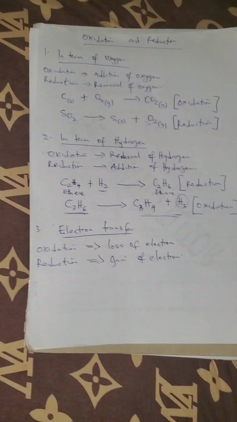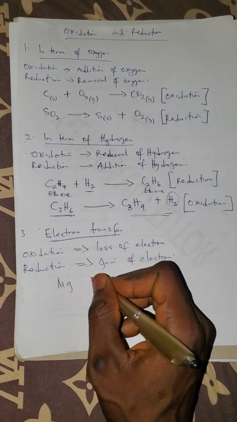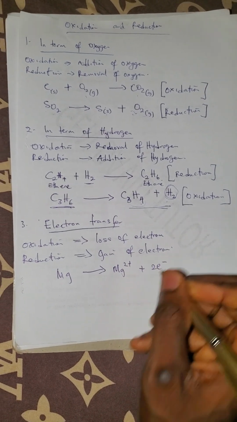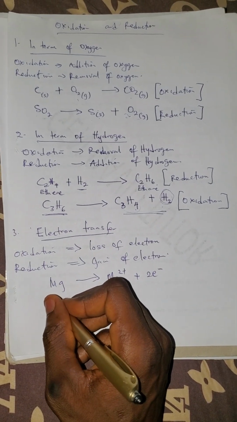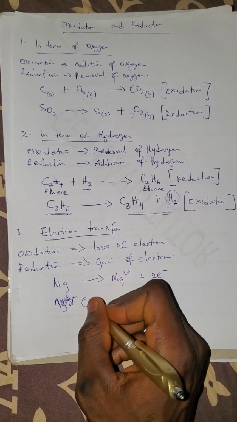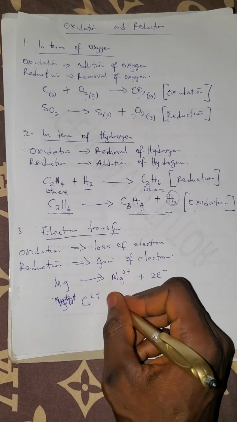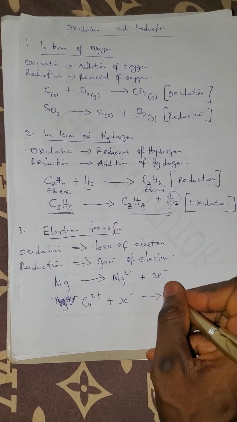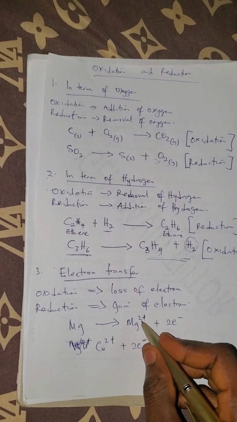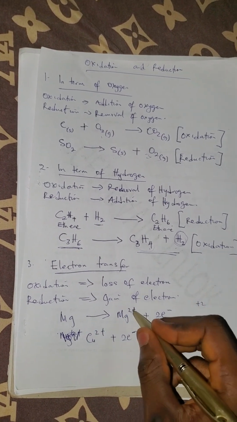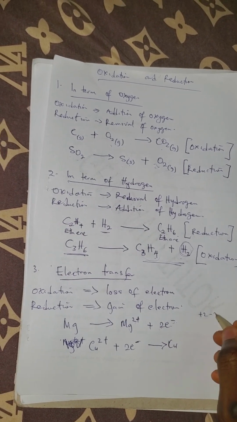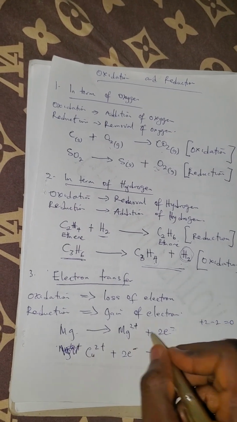What am I talking about? If you have something like magnesium to give you magnesium 2 plus and 2 e minus, and you have something like, let me use copper 2 plus plus 2 e minus to give you Cu. You observe that here we have the 2 plus, and we have 2 times minus, that's minus 2, to give you 0. That makes the left side equal to the right side.